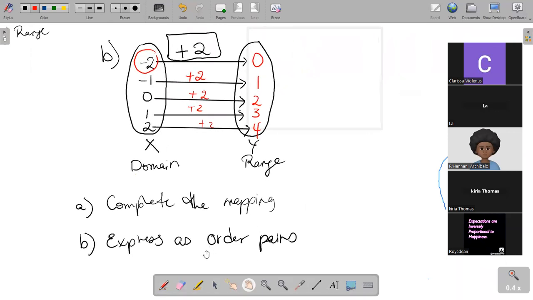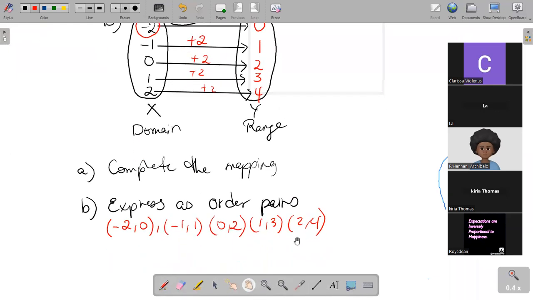No, we got to group it, right? So what would be my first ordered pair? My first ordered pair would then be -2, 0. I hope you all have that right. Then it's going to be -1, 1. Then it's going to be 0, 2, 1, 3, and then 2, 4. How many people had that?